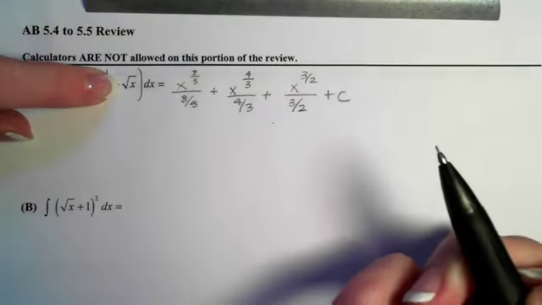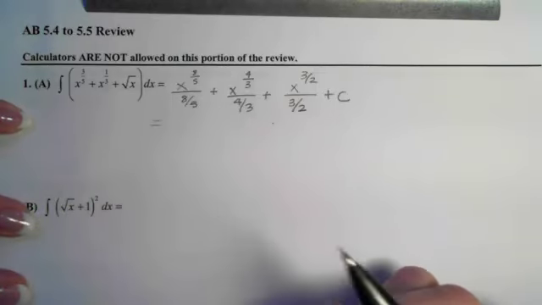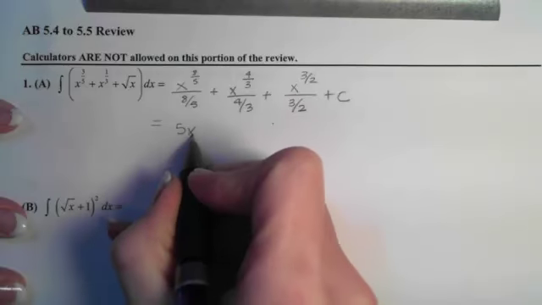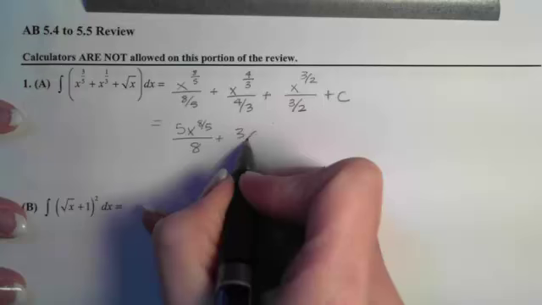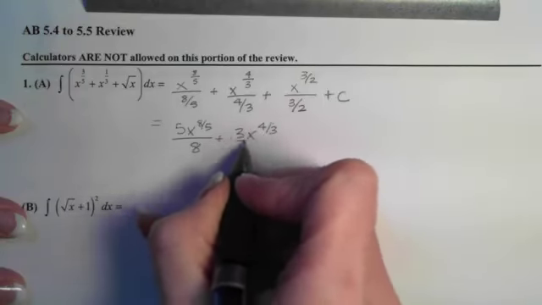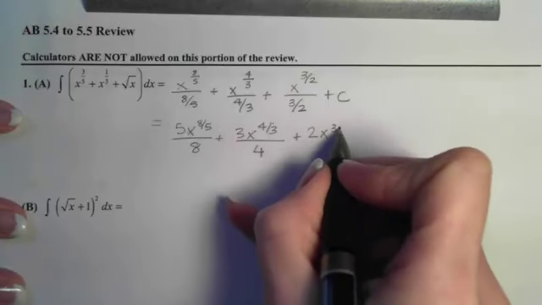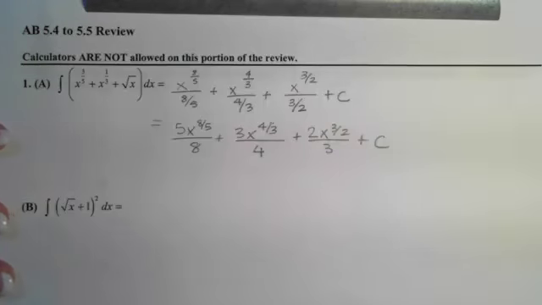Now I would not leave it like this on the answer. Instead, I would realize that dividing by a fraction is the same as multiplying by its reciprocal. So I'd have 5x to the 8/5 over 8, plus 3x to the 4/3 over 4, plus 2x to the 3/2 over 3, plus c.